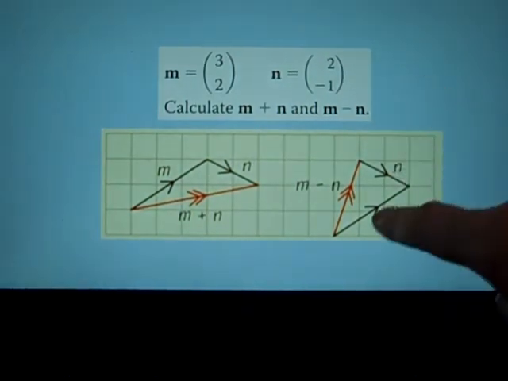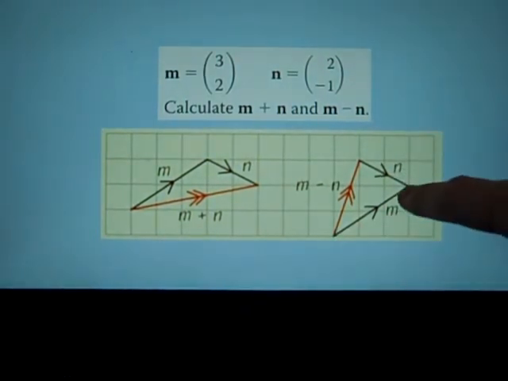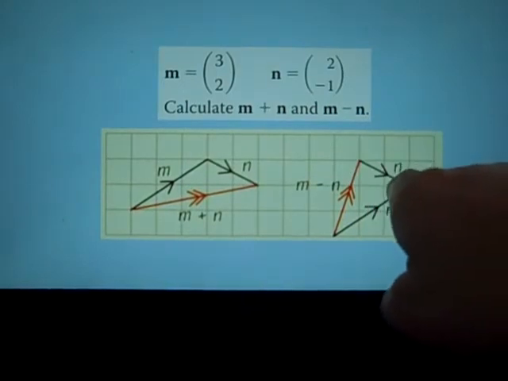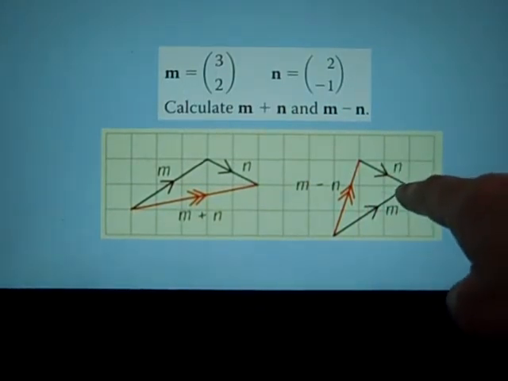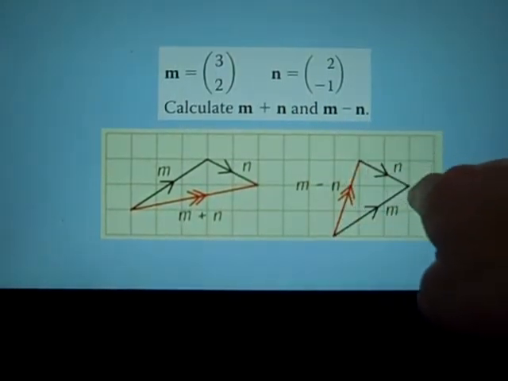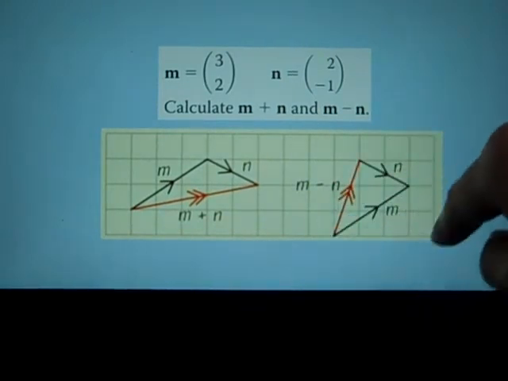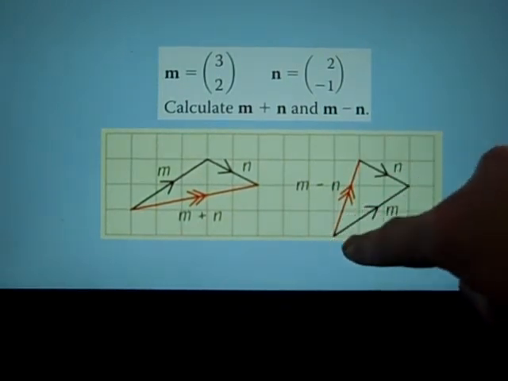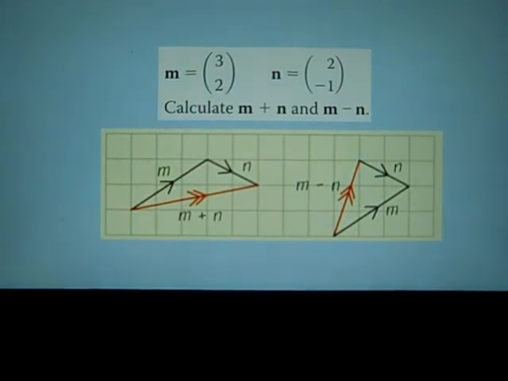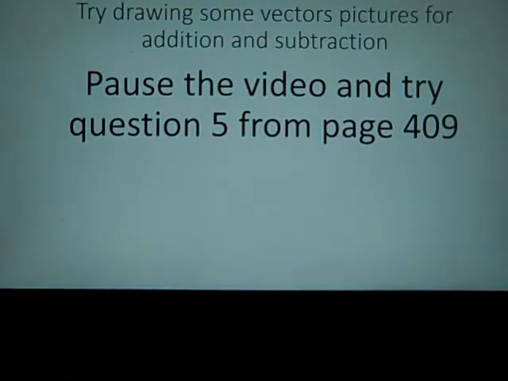If we're doing m subtract n, we've still got m going in the same direction, but then n, because we're going in a negative direction, we have to put it on this way, following the wrong way. So you get m subtract n, which was 1, 3. If you want to try drawing some vectors for pictures and subtraction, now you can pause the video and try question 5 from page 409.